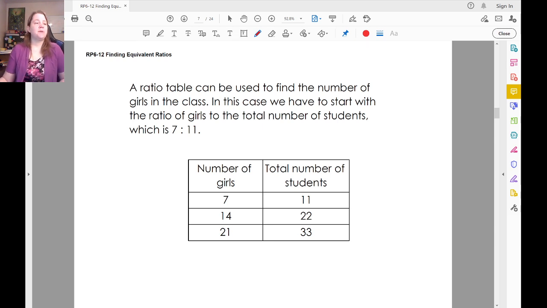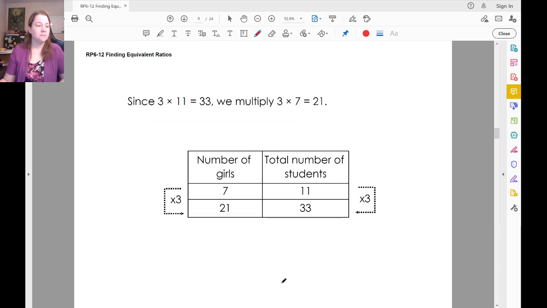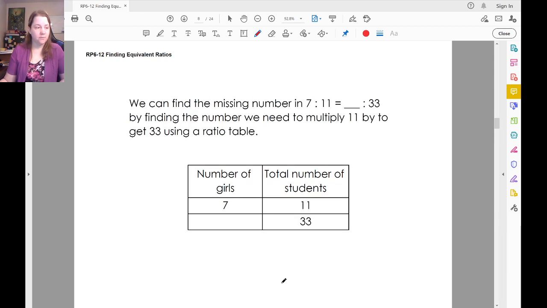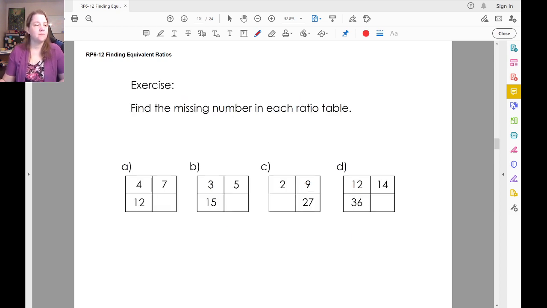So we can also use a ratio table. We've been using a ratio table before. And they show the ratio table going up and down versus going across. Either way works. To figure this ratio table out, because we had our blank right here, 11 times 3, 7 times 3. That will get us our final answer. Go ahead and try to complete this ratio table on your own, and when you come back, we'll talk about it.